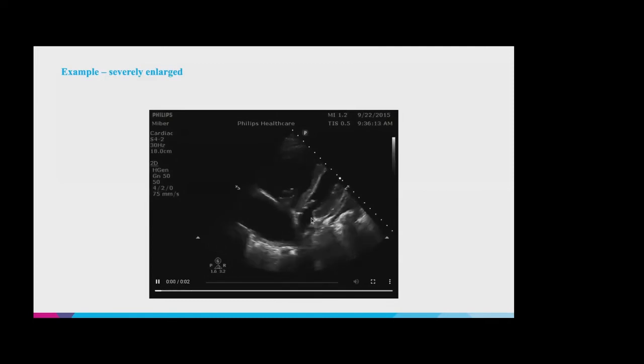You can kind of make out the mitral valve and then a piece of the left atrium. It's probably a little off axis. That's why it looks very abnormal. And then you have a right atrium here. And again, the right atrium looks very enlarged as well.